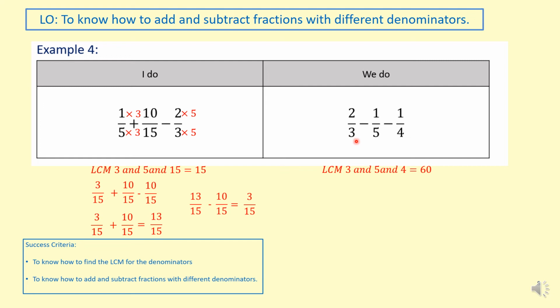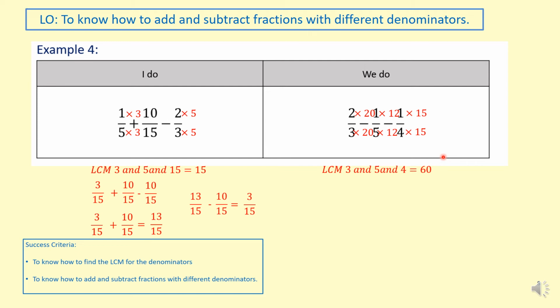So let's start with the first one. What number do I need to times 3 by to get to 60? By 20. You do the same thing at the top. What number do I need to times 5 by to get to 60? By 12. You times the top by the same number. What number do I need to times 4 by to get to 60? Times by 15. You do the same thing at the top.